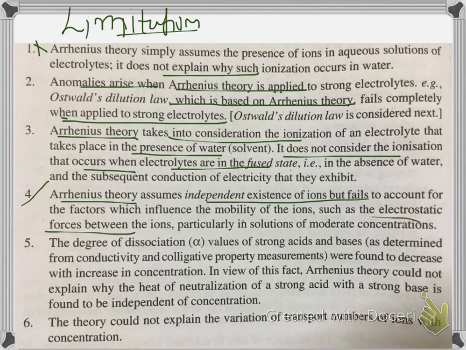Fifth one, the degree of dissociation alpha of strong acids and bases, that means strong electrolytes, was found to decrease with increase in concentration. In view of this fact, Arrhenius theory could not explain why the heat of neutralization of a strong acid with a strong base is found to be independent of concentration. In thermodynamics, you have studied this fact that the heat of neutralization of a strong acid against a strong base is always a constant, that is around 46 kilocalories per mole, I think. But according to Arrhenius theory, that observed fact cannot be explained.